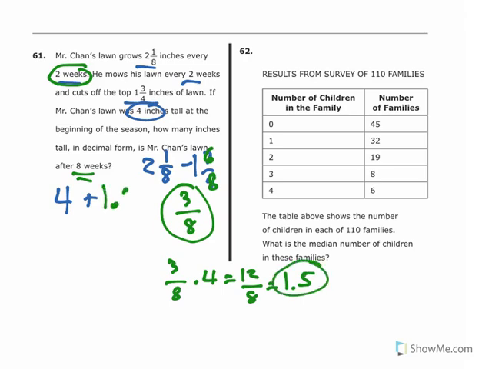And if I take what we started with, which was 4, and I add the 1 1/2, that's a result of the 3/8 total growth every 2 weeks, 4 times, because in 8 weeks there are 4 2-week periods. That's 12/8, 1 1/2. So we add that to the 4, and we get 5 1/2.